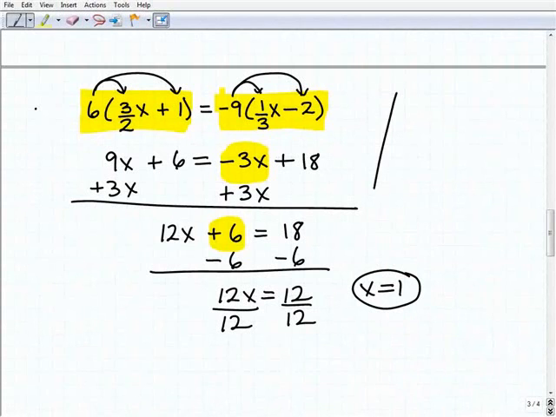So for all of our effort, we just get this nice little solution, x equals 1. Boy, sometimes you feel like, well, that was it. That's all you get. But sometimes that's what the answer is. It's a nice, easy 1.